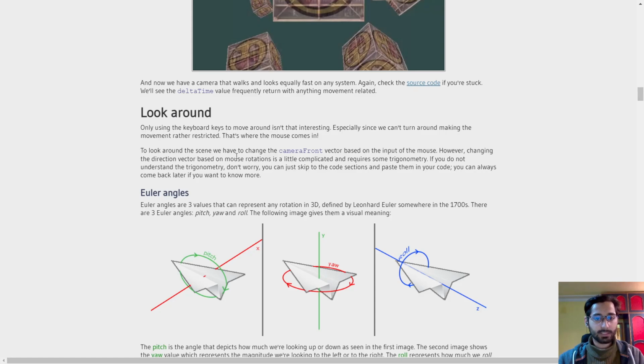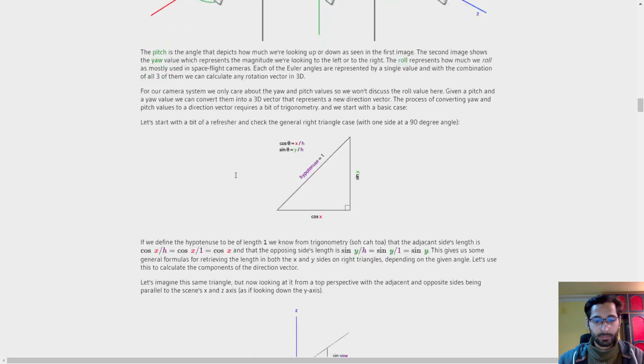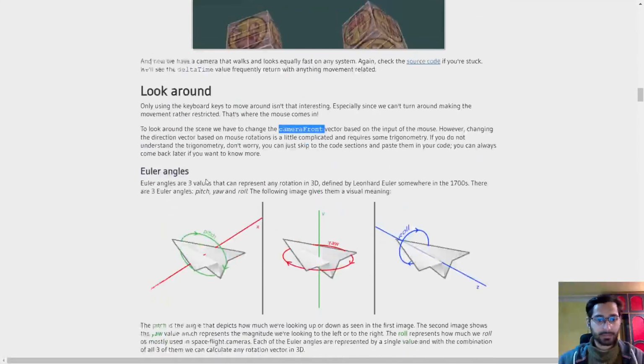To look around the scene, we have to change the camera front vector based on the input of the mouse. Okay, so camera front is always where the camera is going. So it makes sense that if we change the camera front, the camera is actually going to rotate, or it's going to move in a different direction. However, changing the direction based on mouse rotation is a little bit complicated and requires some trigonometry. If you do not understand the trigonometry, don't worry, you can just skip to the code section and paste it in your code. You can always come back later if you want to know. Okay, I'm not that good at trigonometry. Let's see if I can understand this.